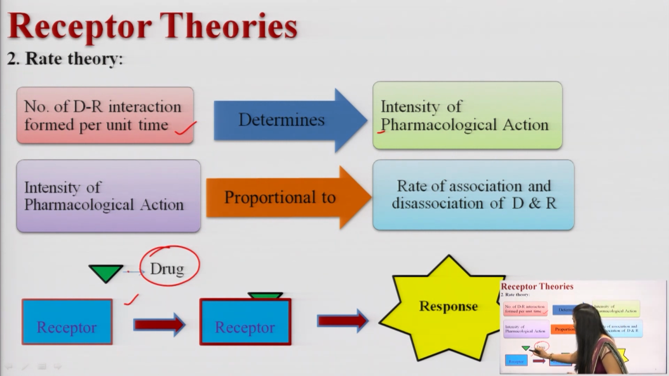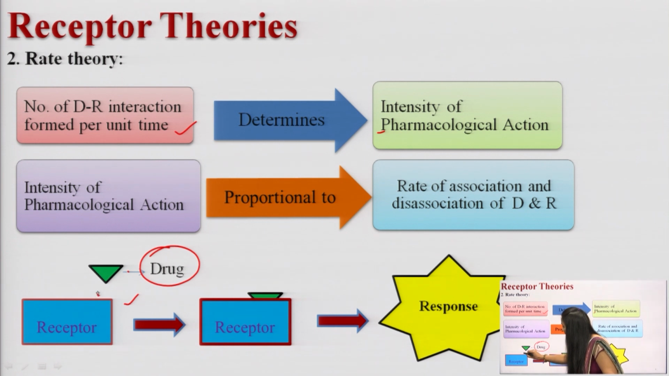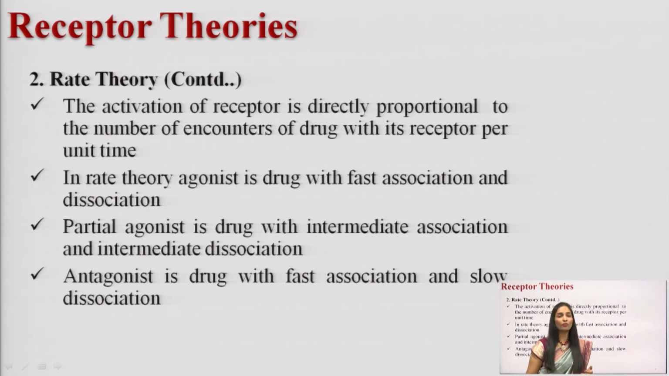So, this is a drug. Here the drug will go and bind to the receptor, right. How many times the drug is going to interact with the receptor, how many times it is associating with the receptor and how many times it is dissociating from the receptor per unit time, it will represent the rate theory. So, if the association and dissociation is fast or more, then you can see the pharmacological response. So, in rate theory, the activation of receptor is directly proportional to the number of encounters of a drug to the particular receptor per unit time.